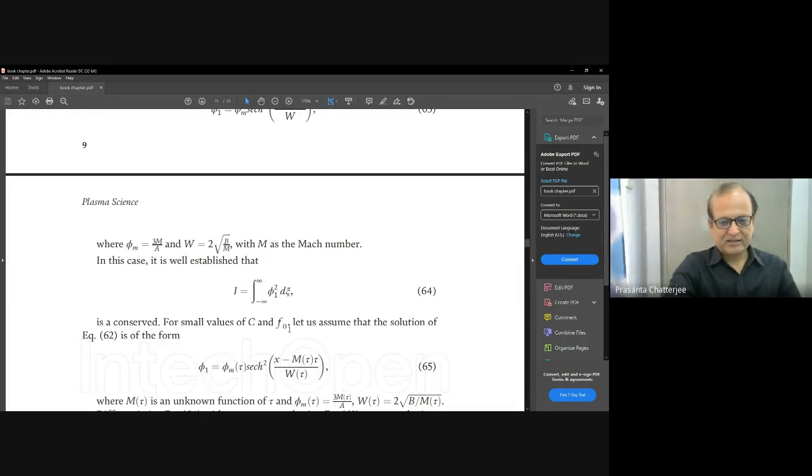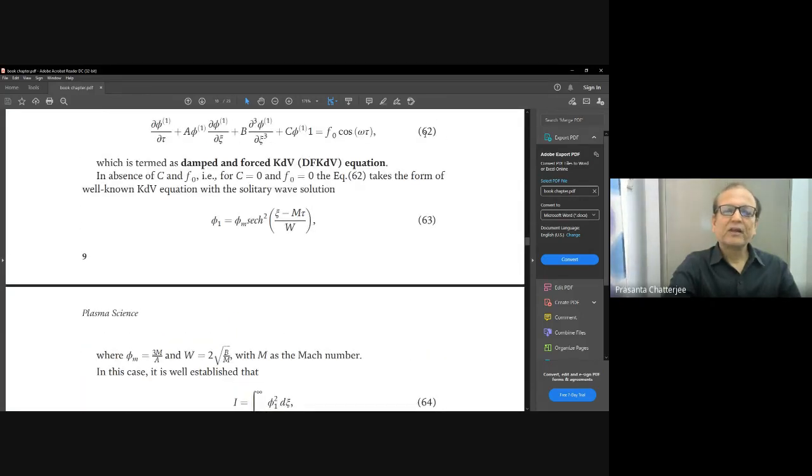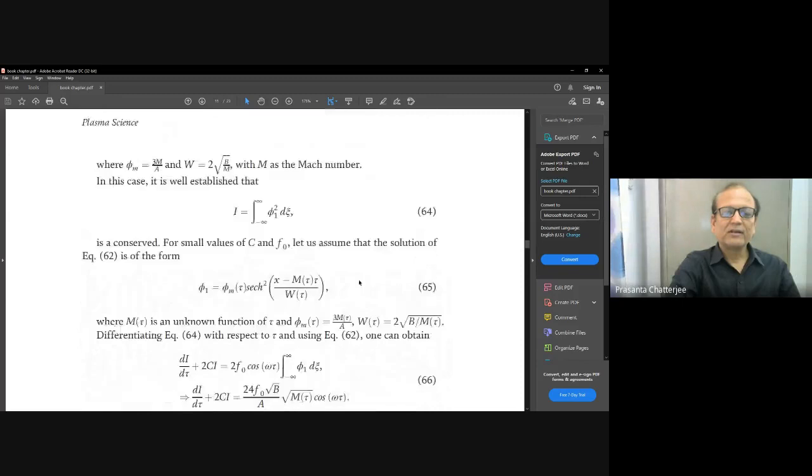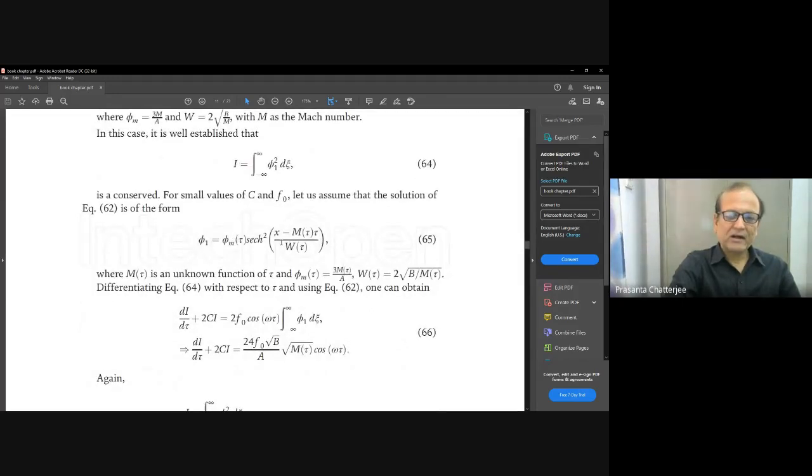Now we assume that the form of the solution of 62 will be the same as 63, except that phi m, m and omega all depend on tau. That is, the solution of 62 will be in the form of 65. These tau dependent terms, m tau, omega tau, and phi m tau, we shall find by using relation 64. That is, I is conserved, that is, dI d tau is equal to 0. So differentiating 64 with respect to tau and using 62, one can easily obtain equation 66. You can do it yourself.